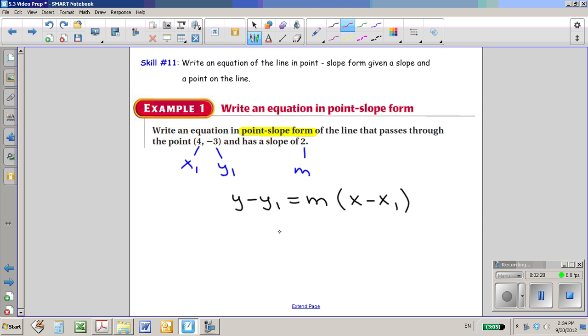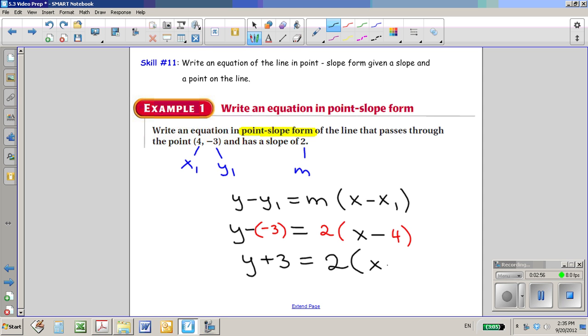I will replace y1, I will replace m, and I will replace x1. So first, I'm going to do the replacing. y1 is -3. My slope is 2. And my x1 is 4. And then I'm going to put everything else in there. So it is y minus -3 equals 2 times x minus 4. Don't forget we're going to have a double negative here. The only thing I have to worry about is this double negative, and it will turn into a positive. So this will become y plus 3 equals 2 times x minus 4.